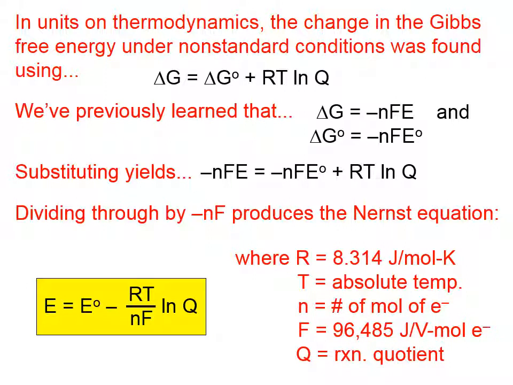E is equal to E naught minus RT over NF times the log of Q, where we have a few constants in there. We have R being equal to 8.314 joules per mole Kelvin. The other constant is Faraday's constant, 96,485 joules per volt per mole of electrons. We also have the absolute temperature, that is the temperature in Kelvin, and then the reaction quotient, Q, which has the same form as an equilibrium constant, basically products divided by reactants.